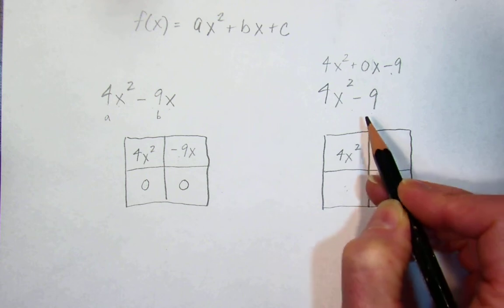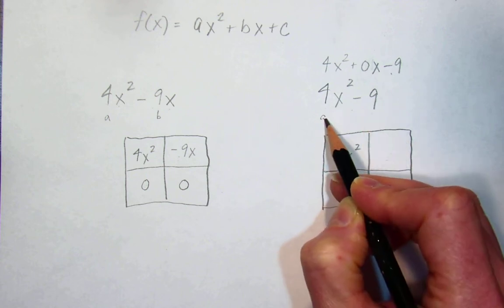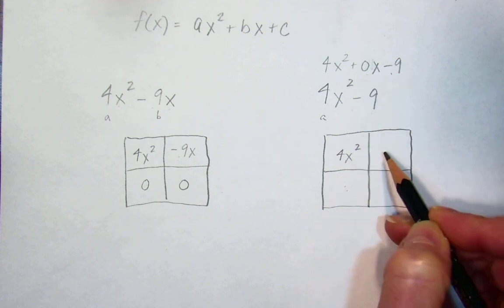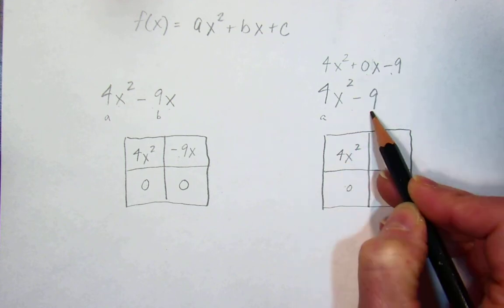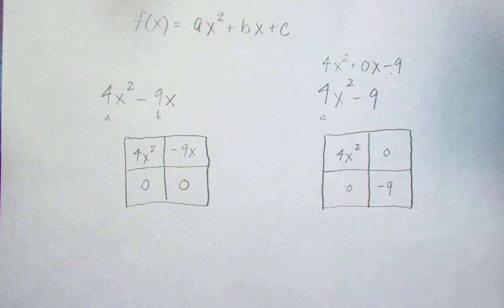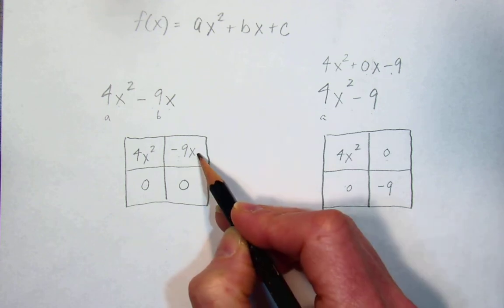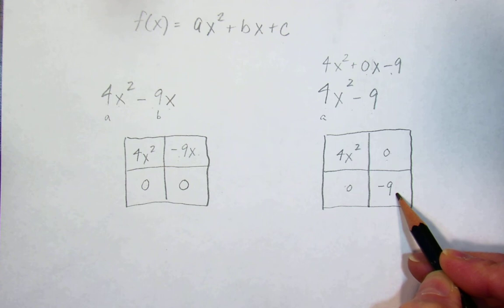But in this case, this negative 9, this is your c term. 4 was a, b is 0, so I'm not going to put anything in these spots. I could put zeros if I want to. And then negative 9 goes here. And what people didn't understand in our previous videos is that it matters. If it has an x, it goes in the upper right-hand spot. And if it doesn't, and it's the c term, it goes in the lower right-hand spot.